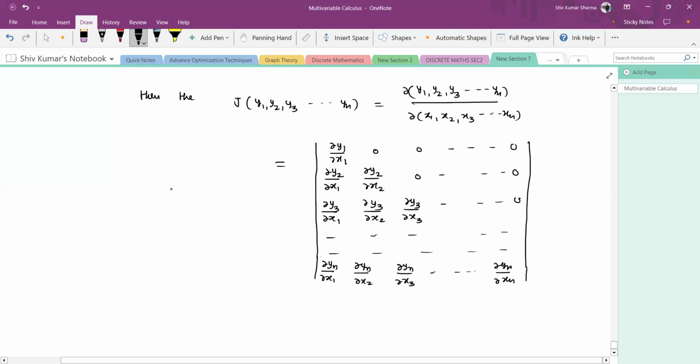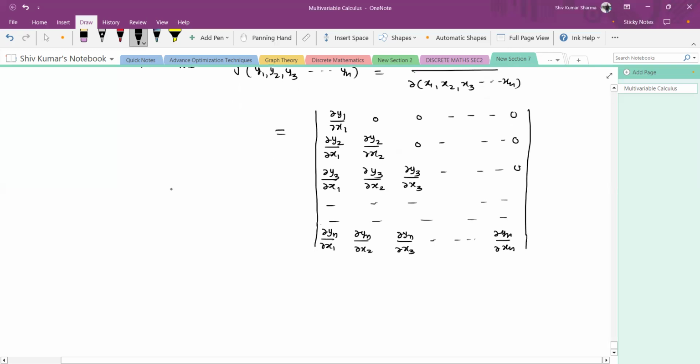So we see that the upper triangular part is 0. So we have the property of determinants: when the upper triangular part of a determinant is 0, the determinant value will be the multiplication of the leading diagonal elements. So these are the leading diagonal elements. So the determinant value of this particular determinant is del y1 upon del x1 into del y2 upon del x2 into del y3 upon del x3 into del yn upon del xn. Okay, so you remember the standard result directly.